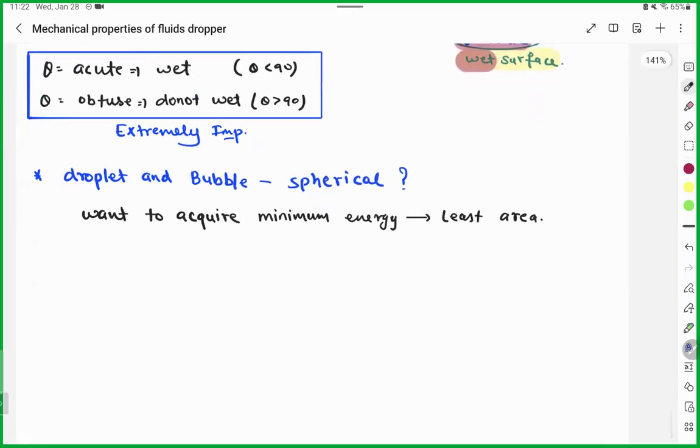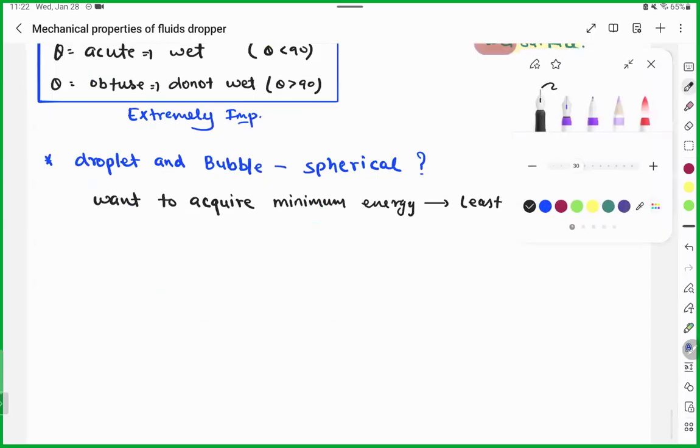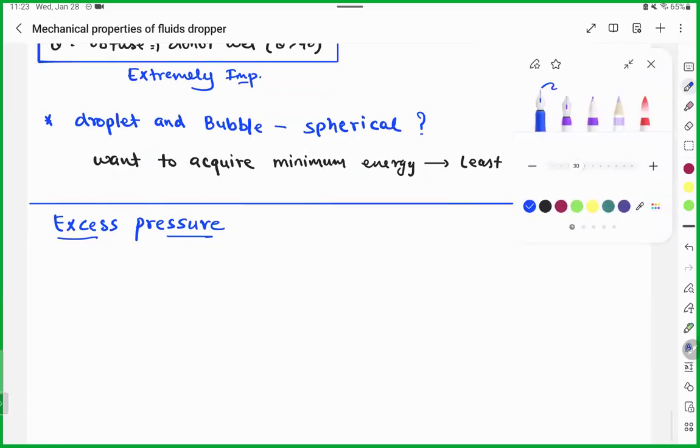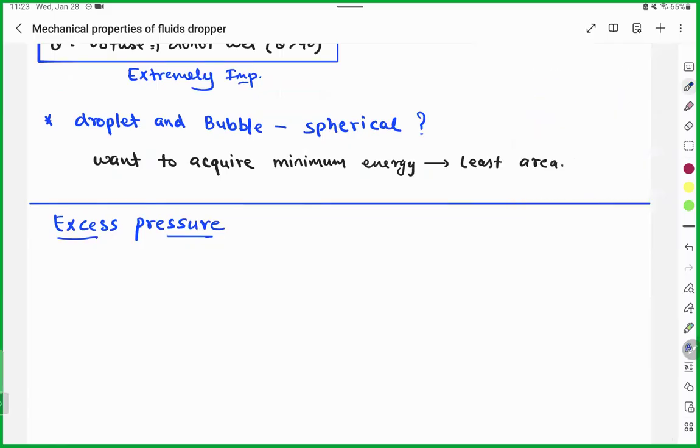So guys, here we are going to talk about a very important topic that is asked in NEET very frequently: excess pressure. So what happens when you want to calculate excess pressure? The simplest way to calculate excess pressure, you know, work done is equal to pressure into change in volume. Correct, guys?